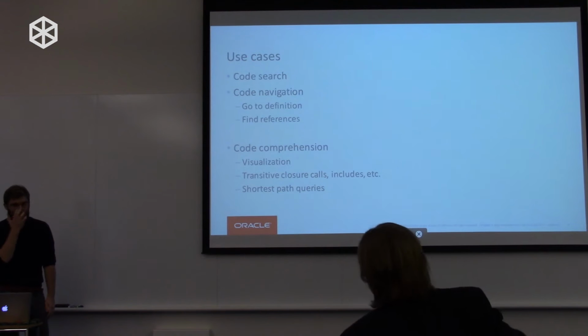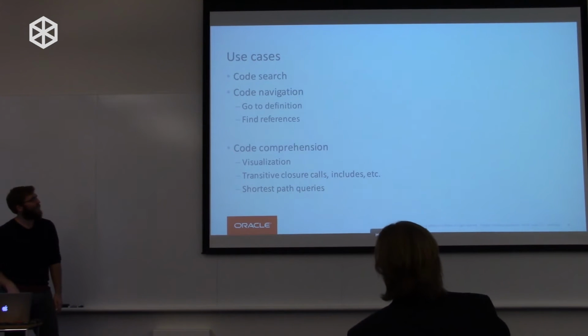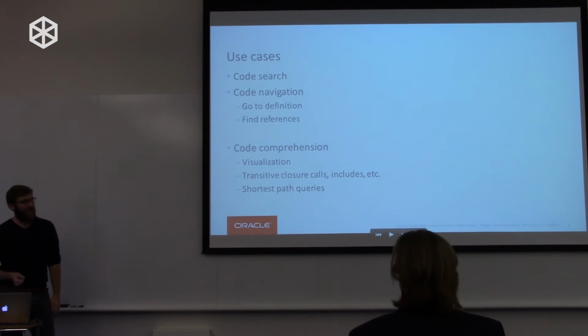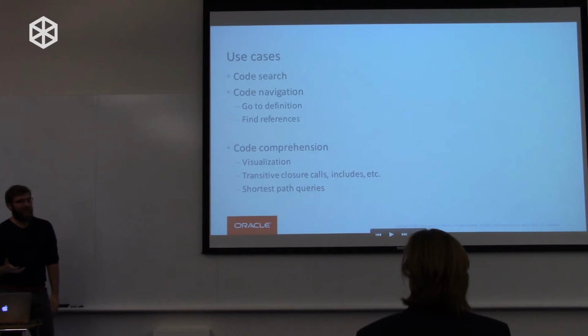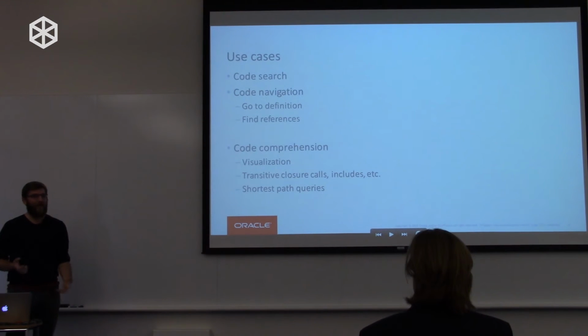So the use cases that we're targeting here are primarily code search and code navigation, more for the editors here. So things like jumping to a definition, finding references, but also more complex queries. So we do a bunch of visualization work where we try and use the information in the dependency graph to show an overall overview of the entire code base and its structure and how it's organized. And then we also do things like transitive closures of edges.